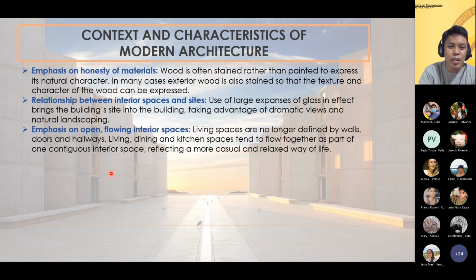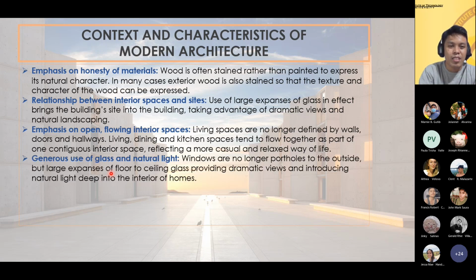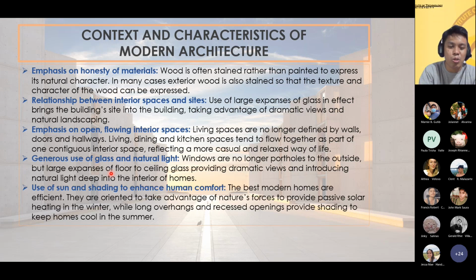Emphasis on open, flowing interior spaces. So, these are the five points of architecture: the open planning, free facade, free plan, flat roof, generous use of glass and natural light, and use of sun and shading to enhance human comfort. Like the designs of Tadao Ando, where the cross is not designed as a cross, but the cross is the opening in his building through which the light enters.